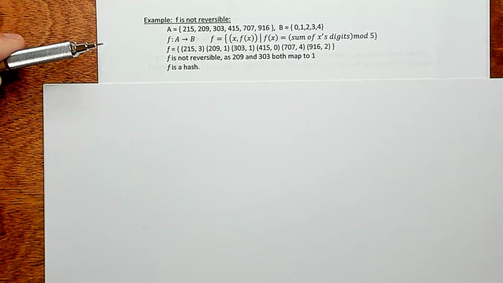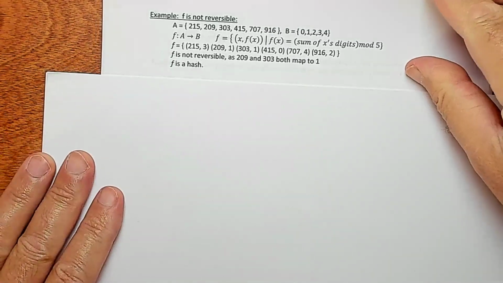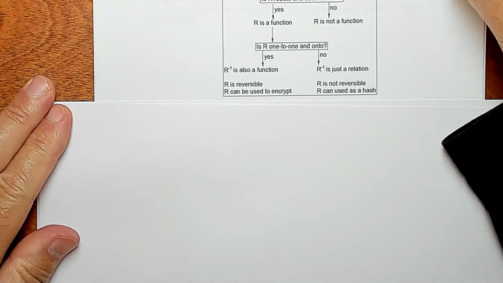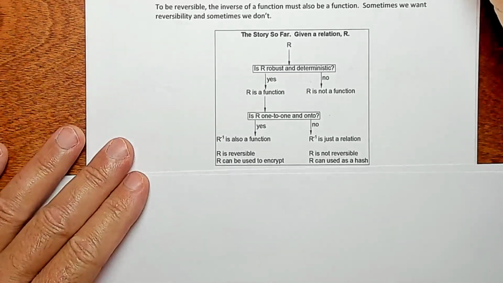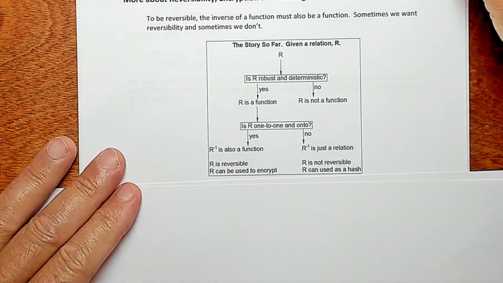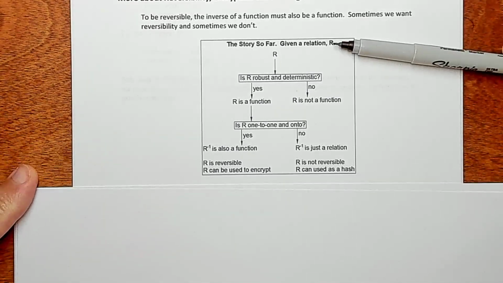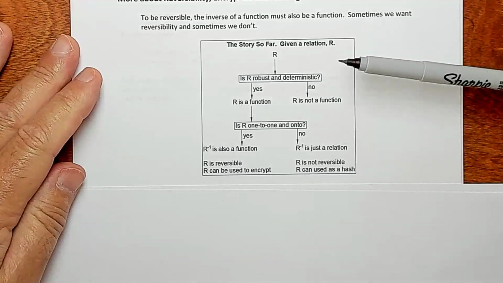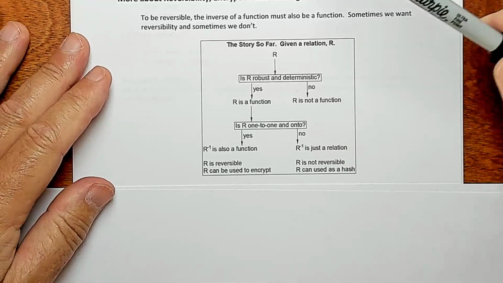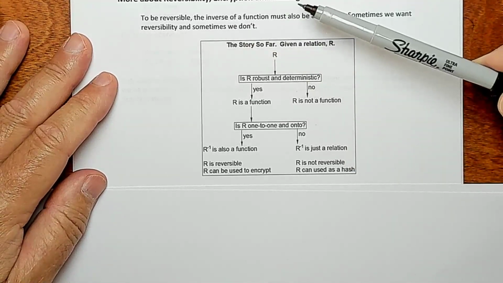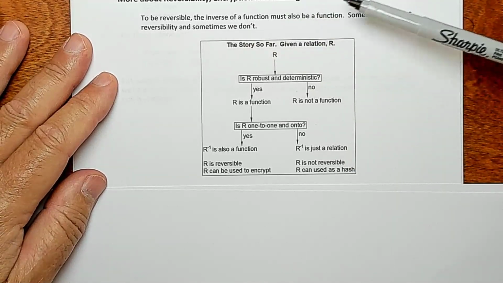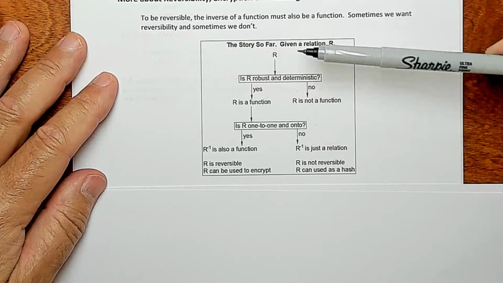Okay. So that's it. It's easy to get kind of confused on what the process is. So here's basically the flow chart, which we started out with at the very beginning. Sometimes you want reversibility and sometimes you don't. It's kind of what it comes down to.